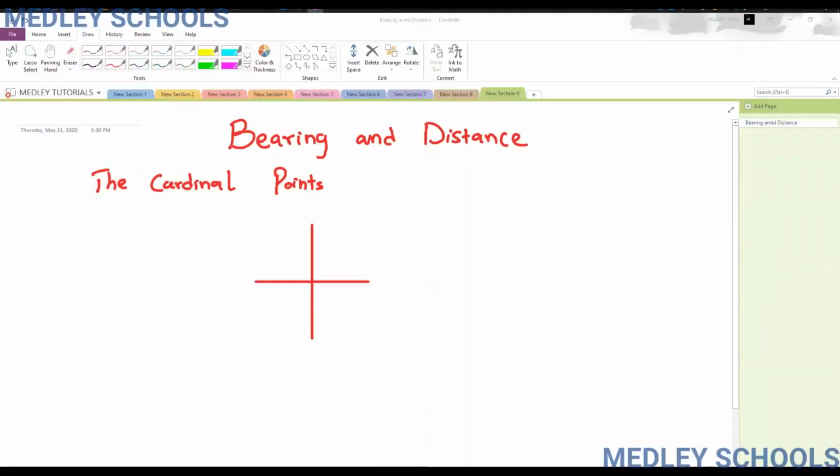Class, the topic for today's tutorial is bearing and distance. Bearing is used to locate the position of a particular object, and you know that distance is the length between a particular object and another. Before we go into that, let us first remind ourselves of the cardinal points.